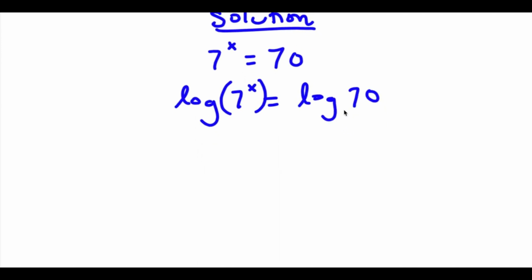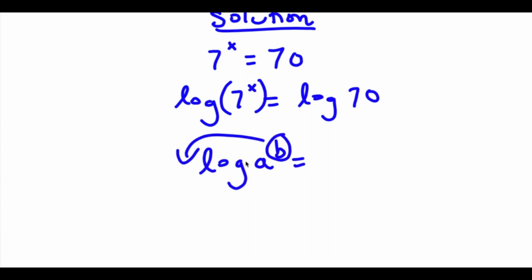And now an important property of logarithms is that if I have something in the form log a to the power of b, I can actually move this exponent b to the front of the logarithm. So in this case, this would equal b times log a. And the reason why this property is so important is because in this case, x here is an exponent, right? And we want to solve for the value of x.